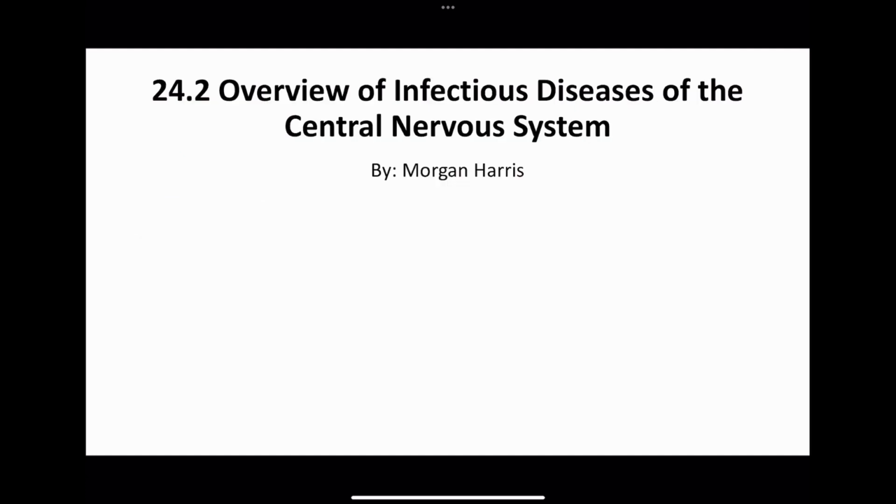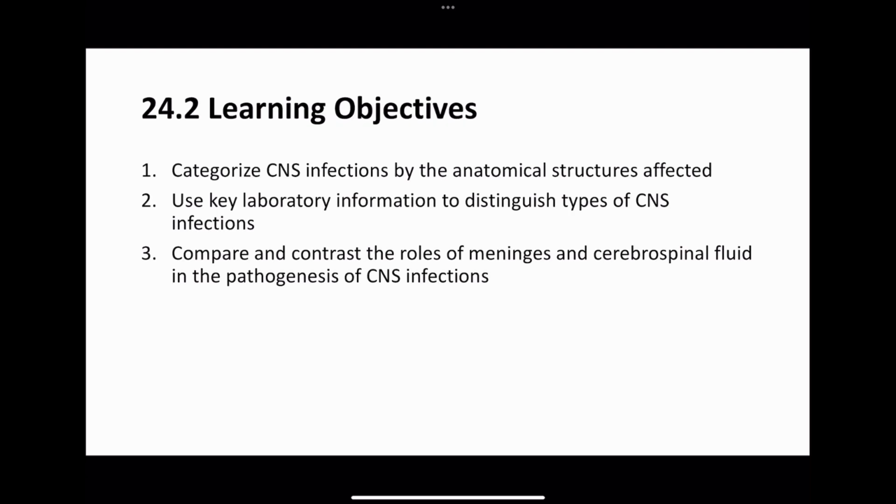Hi, my name is Morgan Harris, and I'm going to be covering section 24.2, which is an overview of infectious diseases of the central nervous system. The learning objectives for this section include being able to categorize CNS infections by the anatomical structures affected, being able to use key laboratory information to distinguish types of CNS infections, and being able to compare and contrast the roles of meninges and cerebrospinal fluid in the pathogenesis of CNS infections.